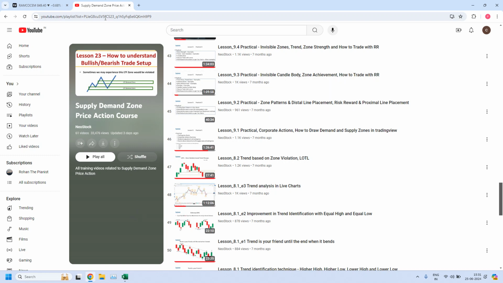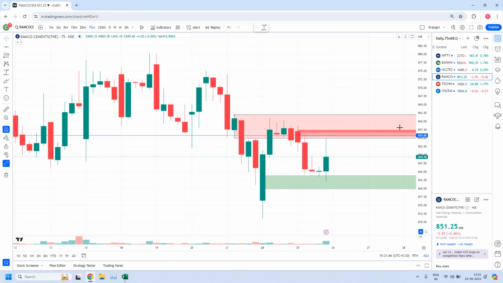Now let's get into the analysis discussion. We have identified 4 high liquidity 75 minute zones from our previous report. Out of these 4, some of the trades are executed. Let us discuss one by one.